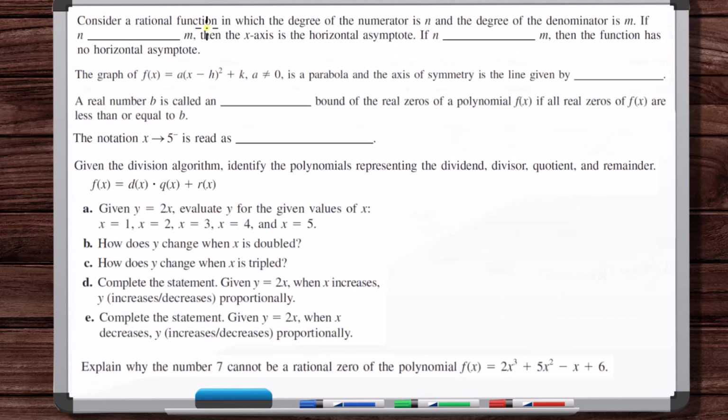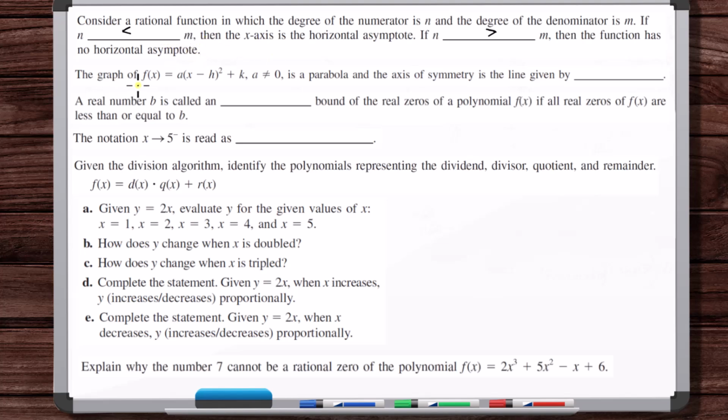Consider a rational function in which the degree of the numerator is n and the degree of the denominator is m. If n is less than m, then the x-axis is the horizontal asymptote. If n is greater than m, then the function has no horizontal asymptote. If n is equal to m, then there is a horizontal asymptote, but it's equal to something else, not 0.